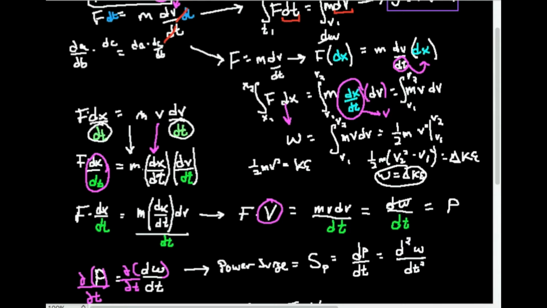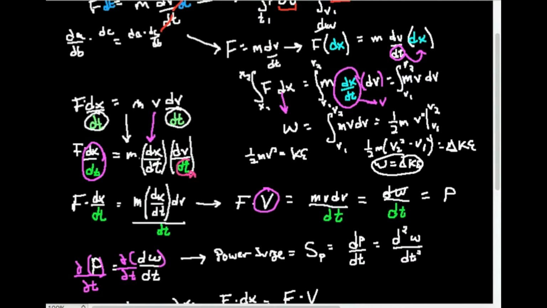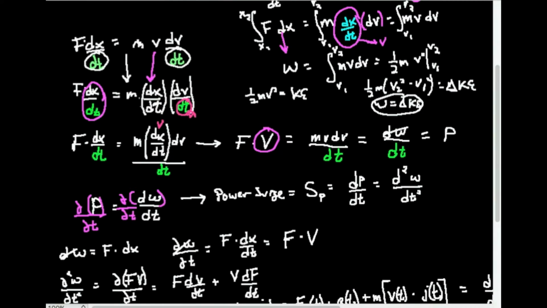Now, I'm going to do something a little bit different here. This dt right here, no matter what, it's in the denominator. So I have this dx/dt right here, that's just velocity. But what if I do this? What if I separate this derivative? So I have this dv right there, and then I just throw this dt under all of it.